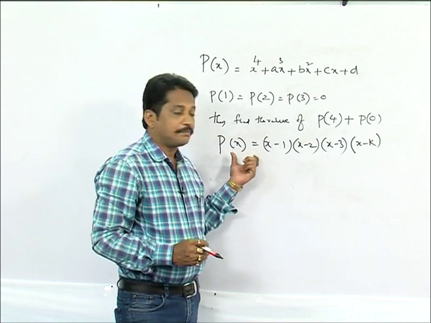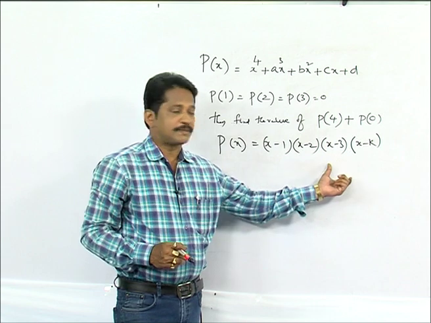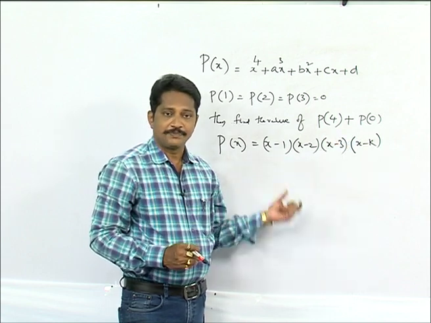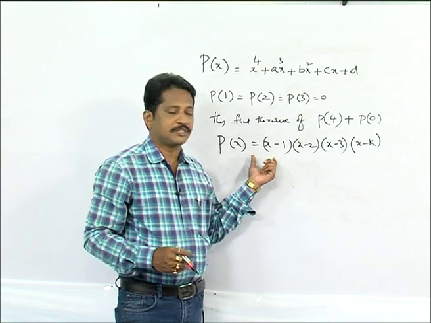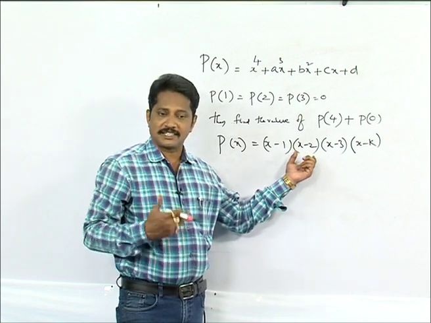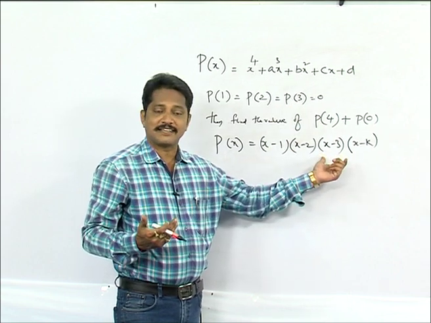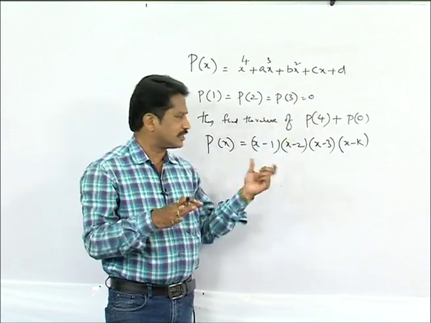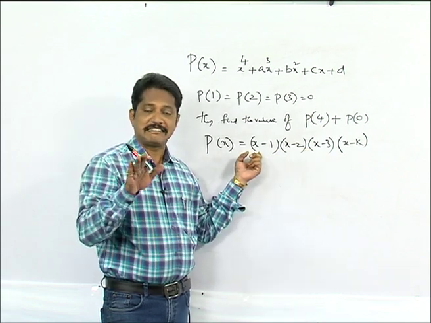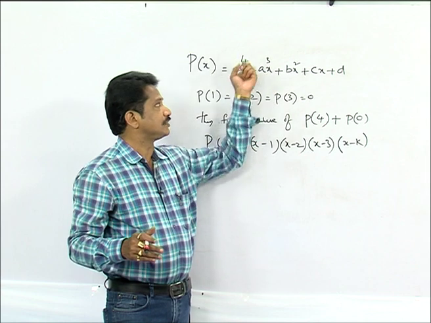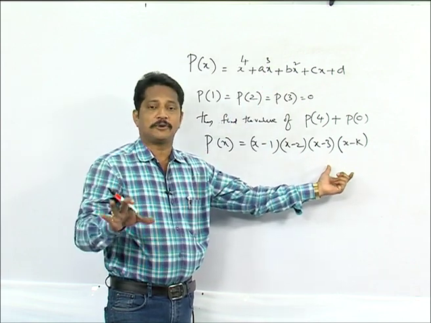Once you get this step, the rest is the answer. Do you understand? P of x equals x minus 1, x minus 2, x minus 3, x minus k. X minus 1 is a factor, the reason is P of 1 equals 0. X minus 2 is a factor, the reason is P of 2 equals 0. X minus 3 is a factor, the reason is P of 3 equals 0. So, up to this, no problem. But the product gives a cubic polynomial of degree 3 and the given one is a 4th degree polynomial. So, the other factor should be a linear polynomial.